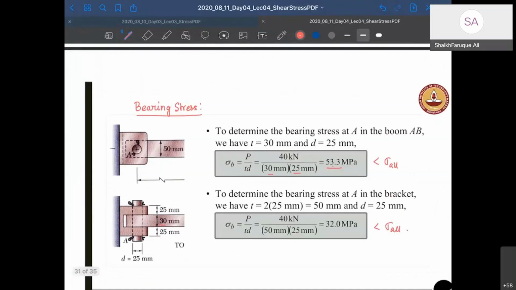I would suggest you to go through this problem in detail, write it down, explain it to yourself first, and then you tell me if you have any doubt. Okay, I'll stop the recording here.